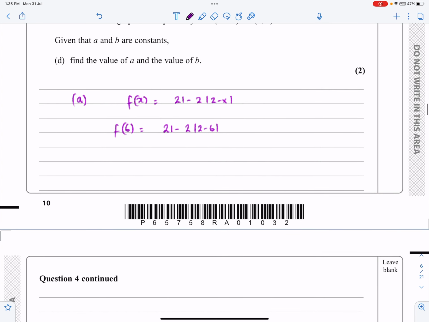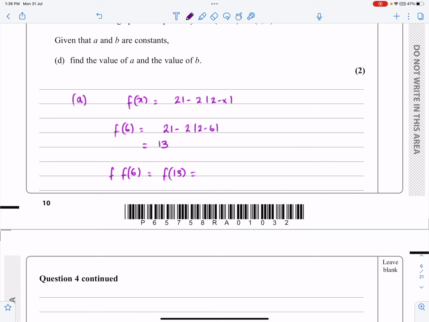So f(6) is just putting 6 into the function. I'm going to do this quite quickly, but basically that's minus 4. Modulus of minus 4 is 4. 2 lots of 4 is 8. So I've got 21 take away 8. That works out to be equal to 13. So ff(6) is f(13), because we know what f(6) is.